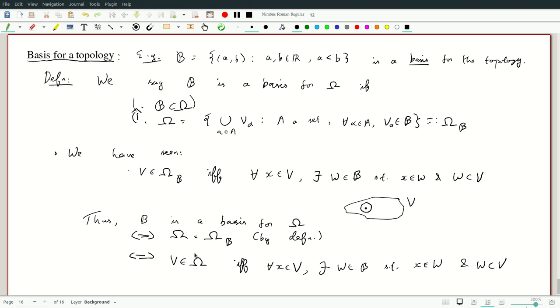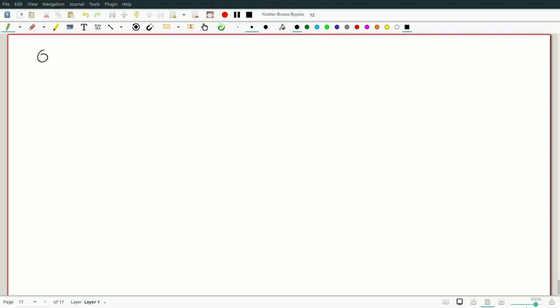But the other question we want to address, which is a little bit deeper, which we addressed when we got to R, is asking when is B a basis. I'm given a collection B, when is it a basis for some topology? So here is the question which we can turn to next.